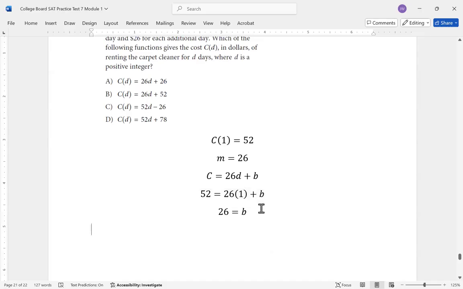Again, that's a little bit tricky linguistically. So the cost for D days is going to be $26 times the number of days plus an additional 26. And that is option A. So option A is the correct answer. And again, the key there is to realize that $52 is a 1 day rental, not a 0 day deposit. So A is the correct answer.